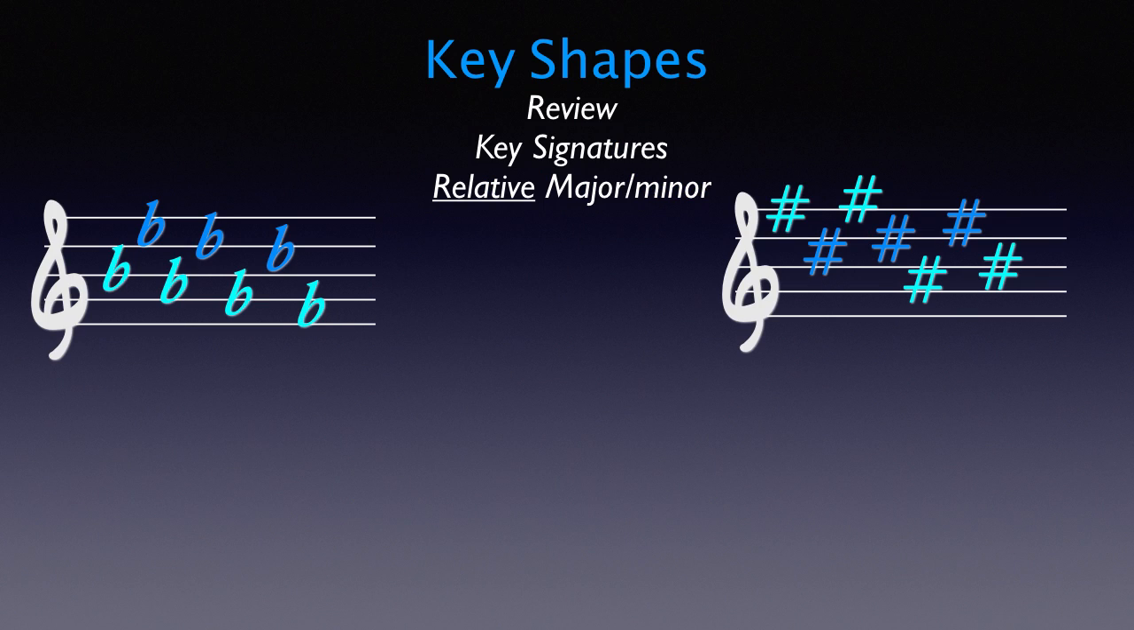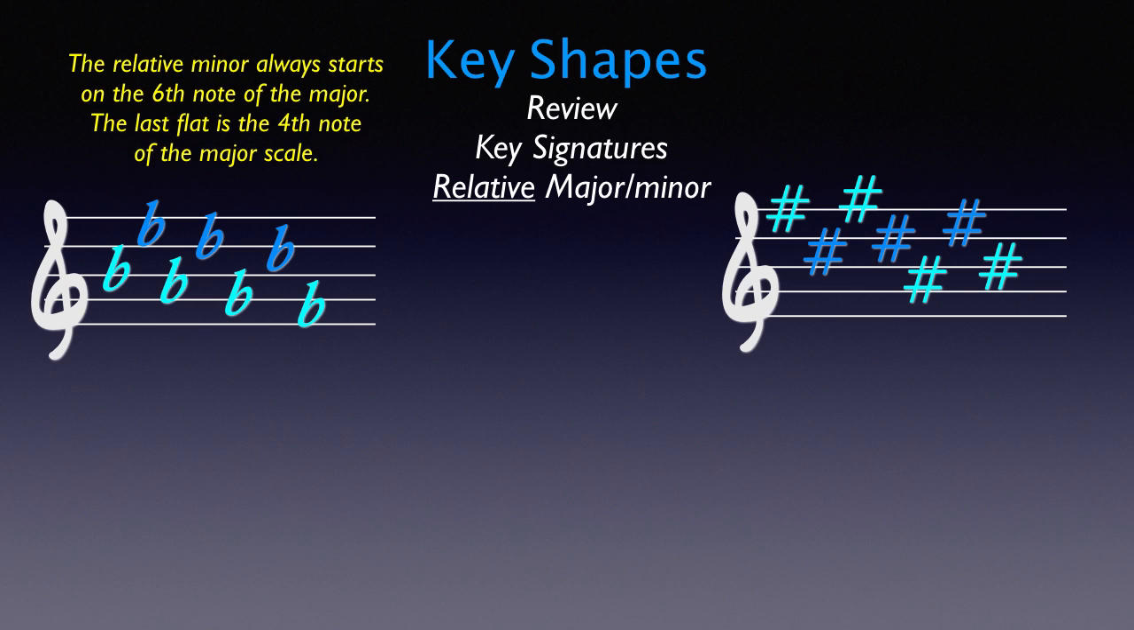We're going to review major and minor key signatures now. The relative minor always starts on the 6th note of the major scale. The last flat is the 4th note of the major scale. What keys have 7 flats? A flat minor, C flat major.